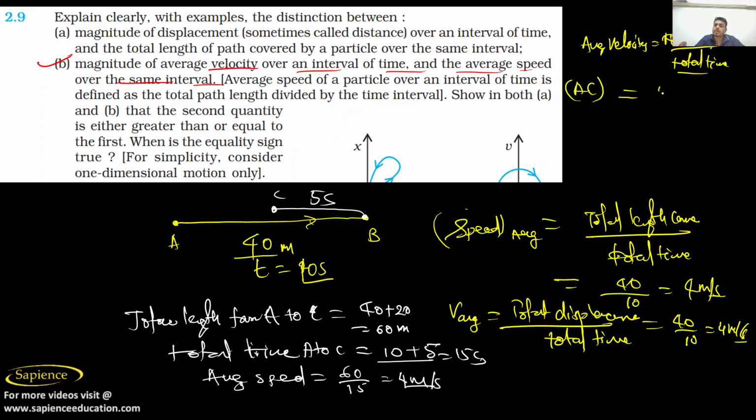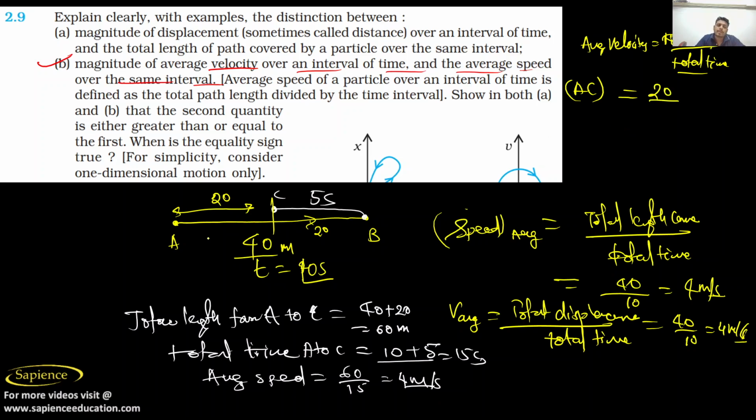So total displacement is only 5 meter. Why? Because it is the shortest distance between these 2 points. Sorry, this is only 20 meter, because when it went here, it went for 20 meter. That is half distance covered. So this displacement is your 20 meter, right?